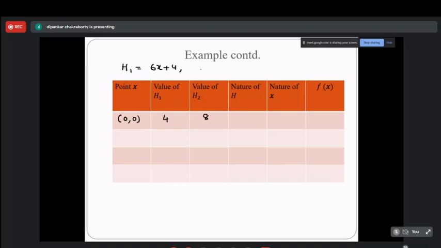I will write down H1 and H2 so that you can recall. H1 was 6x1 plus 4, and H2 was (6x1 plus 4) times (6x2 plus 8). So H2 will be 4 into 8, that is 32. Now H1 is positive, H2 is also positive. So what will be the nature of H?